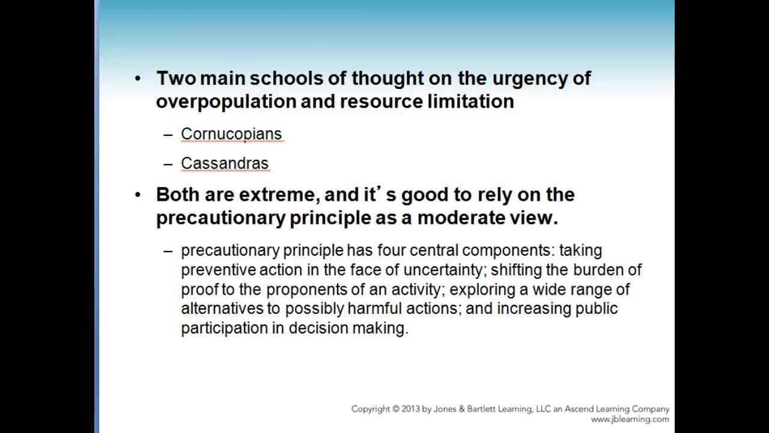The precautionary principle has four central components: taking preventive action in the face of uncertainty, shifting the burden of proof to the proponents of an activity, exploring a wide range of alternatives to possibly harmful actions, and increasing public participation in decision-making. The principle is used by policymakers to justify discretionary decisions in situations where there is the possibility of harm from taking a particular course or making a certain decision when extensive scientific knowledge of the matter is lacking. So it's one way of dealing with uncertainty where the environment or impacts are concerned.